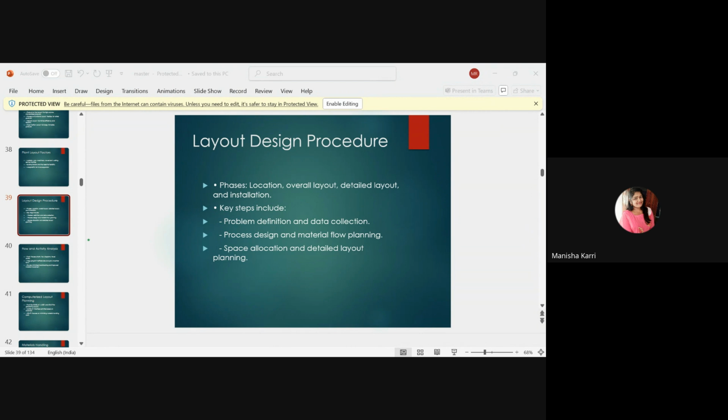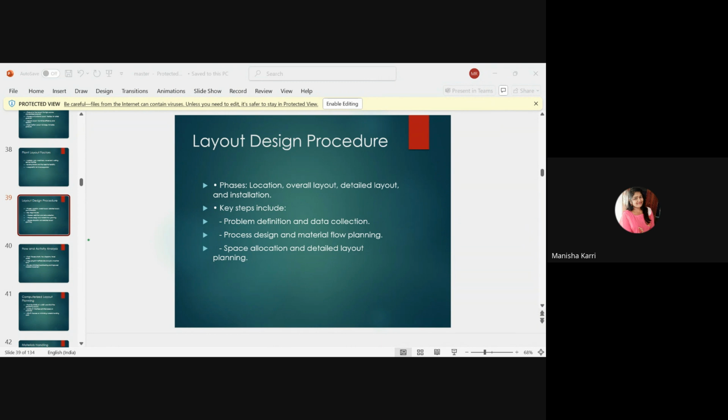And process design and material flow planning. Here, mapping out the production or service processes and planning how materials will move through the facility. It will ensure that the flow of work is smooth, reducing delays and costs associated with ineffective material handling.